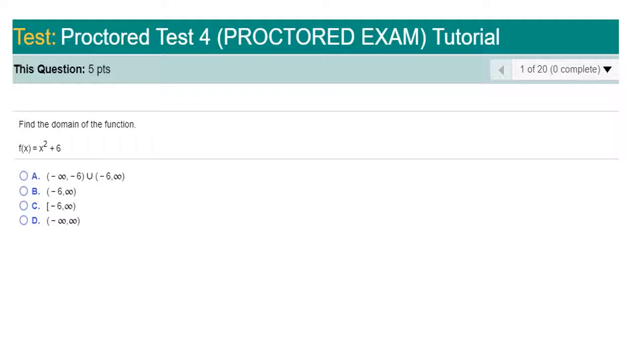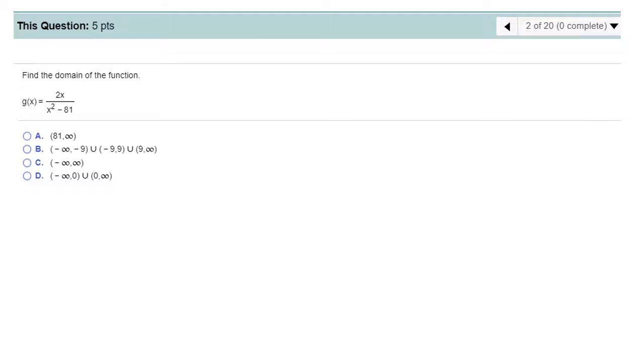If you recall, the domain basically is all real numbers, or negative to positive infinity, except if it's a fraction or a square root. Since this does not have a fraction or square root, the domain would be negative to positive infinity. Another domain question deals with a fraction where the denominator is x squared minus 81.